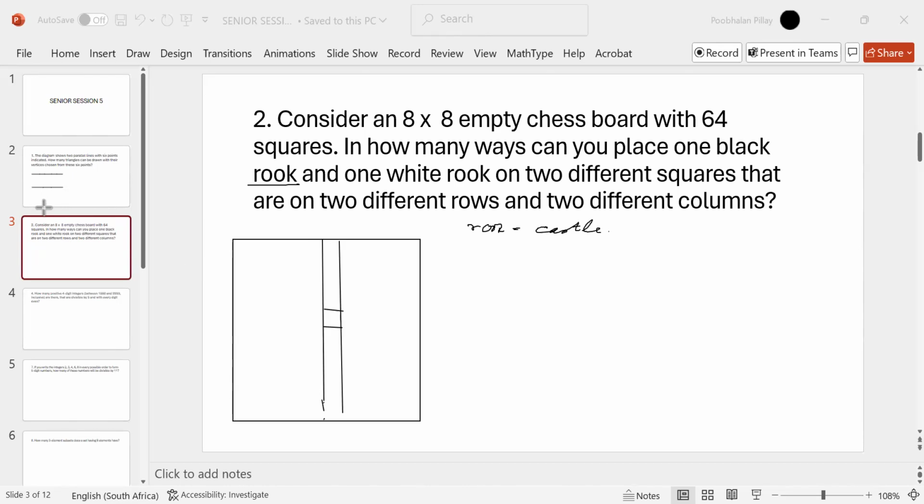So suppose the black rook is in some column and we have identified where it is. The black rook. Right. So how many ways can the black rook be placed?